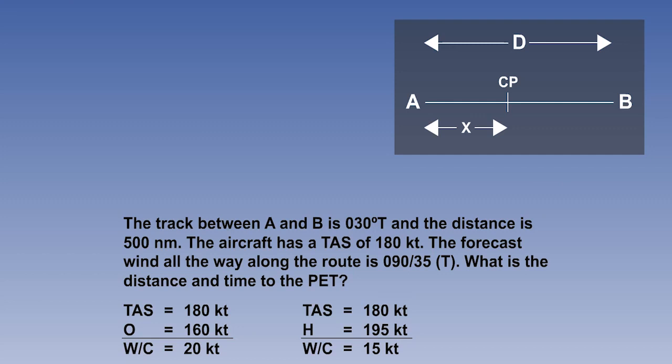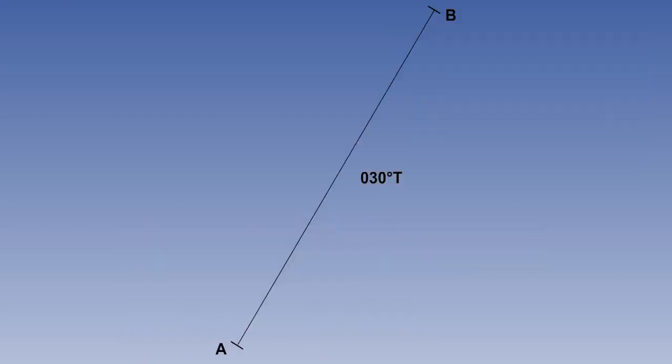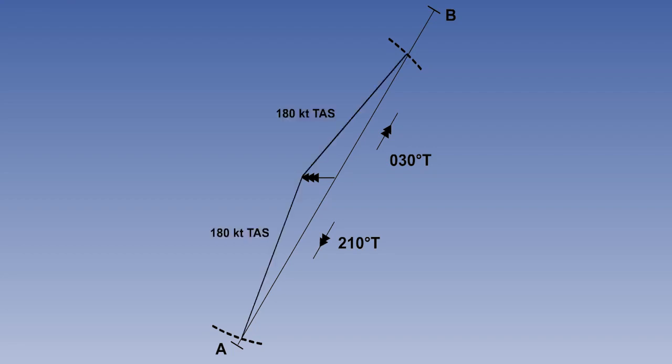The TAS was 180 knots. Notice that O was 160, giving a 20 knots headwind component. H is 195, giving you a 15-knot tailwind. This becomes obvious when we look at the triangle of velocities. The outbound track is 030. Plot in the wind, 090 at 35, downwind. With a pair of compasses, draw arcs corresponding to 180 knots of TAS, and draw in the lines corresponding to the air vectors. This is O, with its heading of 040, and this is H, with its heading of 200.